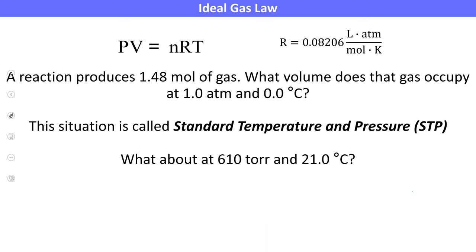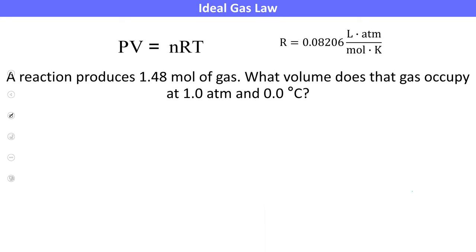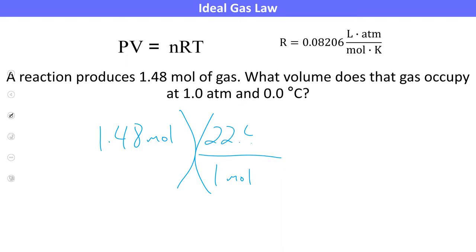So that would have made this problem really easy because we could then say 1.48 moles. At STP, one mole is 22.414 liters. This conversion just has the ideal gas law embedded in it. It has PV equals nRT embedded in it because we're saying at standard temperature and pressure. This only works at STP.